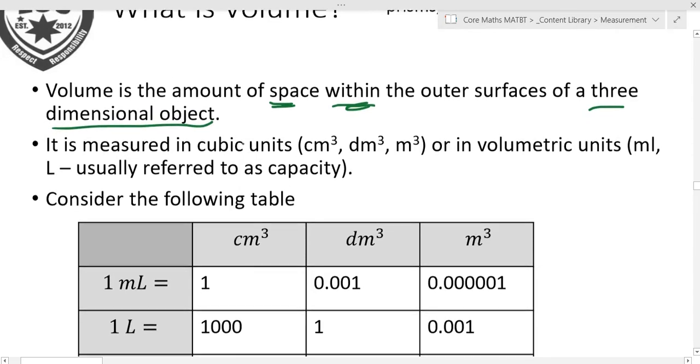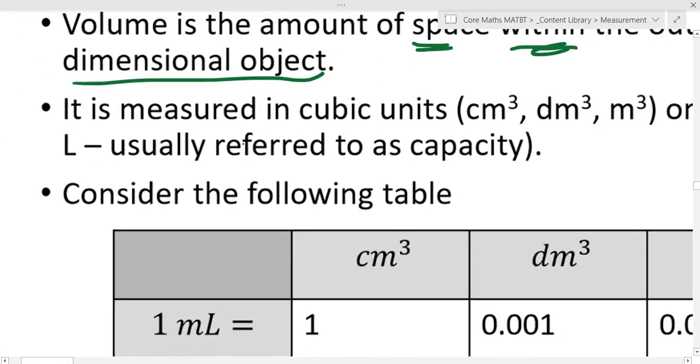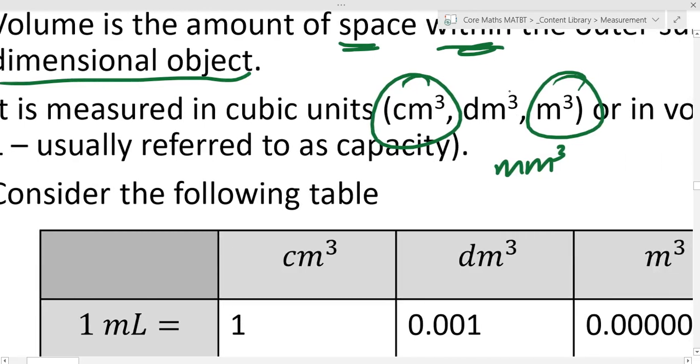You can actually measure volume based on these three measurements, okay? But the main ones you'll probably see are centimeters cubed, meters cubed, or millimeters cubed. I don't know why it's not mentioned there, but those are the three that you'll probably see. Well, you won't really see decimeters, but sometimes you might. Okay, but most of the ones you'll see, centimeters cubed, millimeters cubed, and meters cubed.